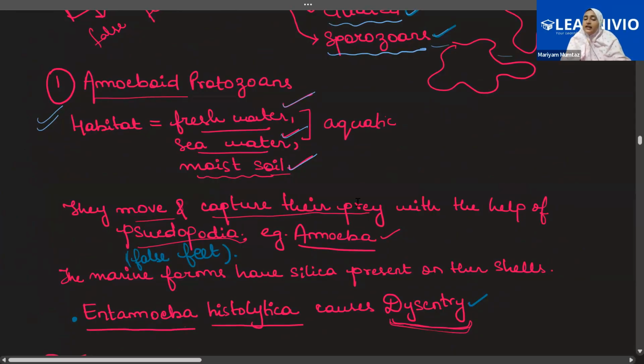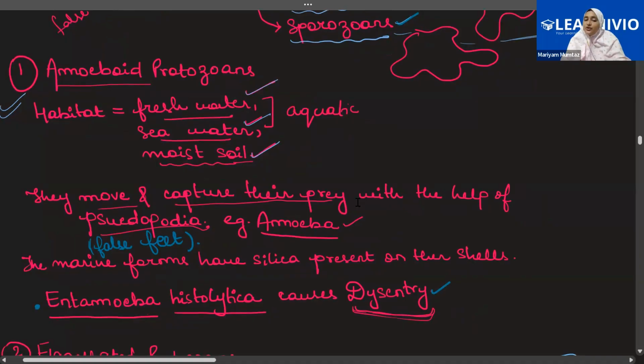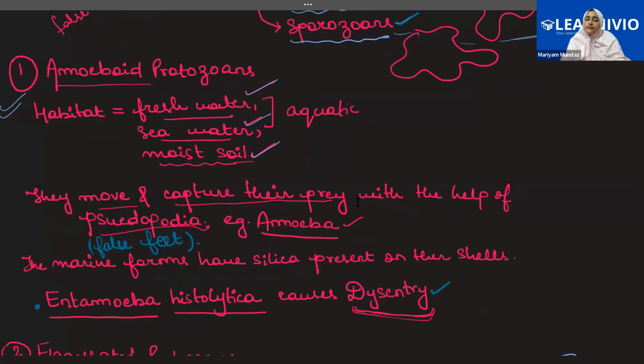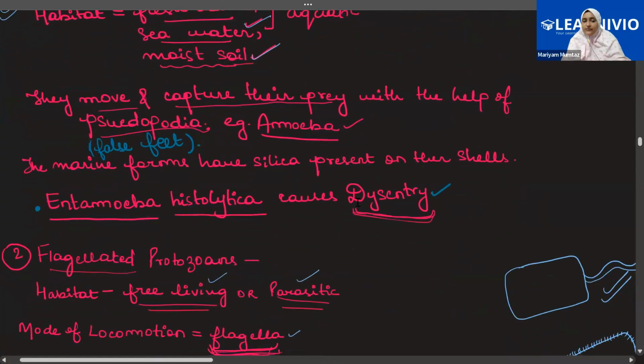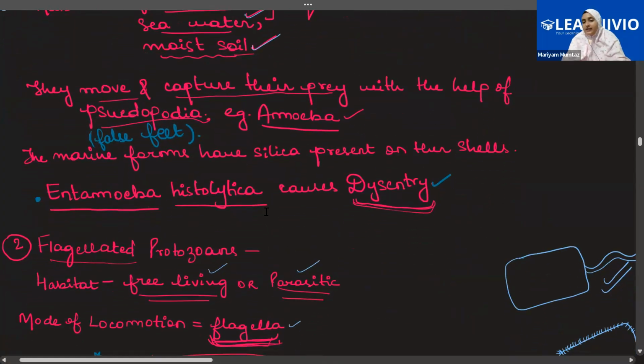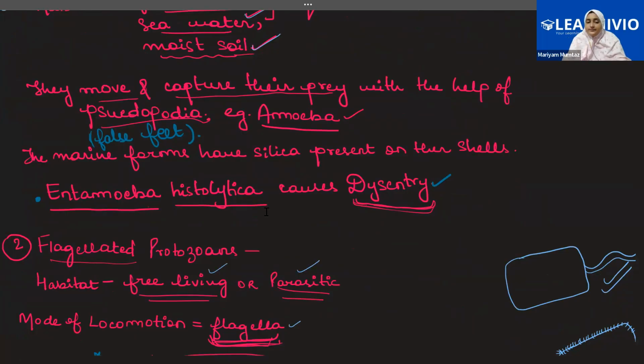Now they move and capture their prey with the help of pseudopodia, that is their false feet. Those forms that are found in the marine water have silica present on their shells. Entamoeba histolytica is an amoeboid protozoan which causes the disease called dysentery.